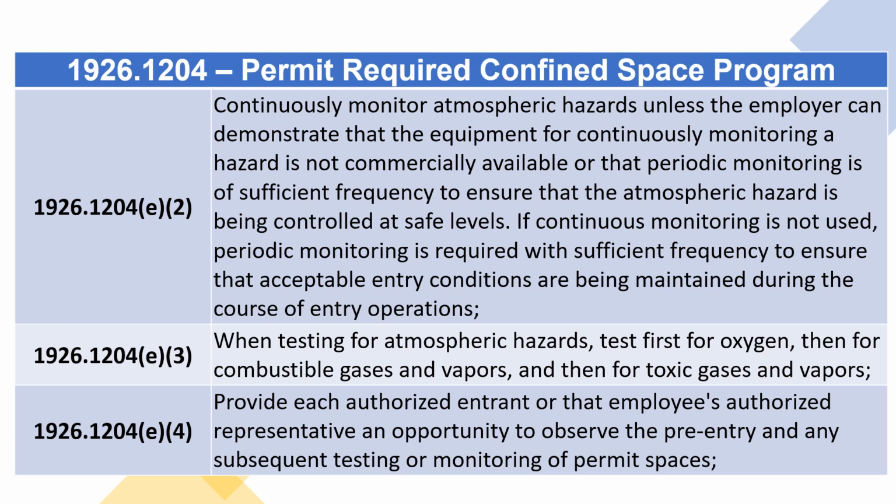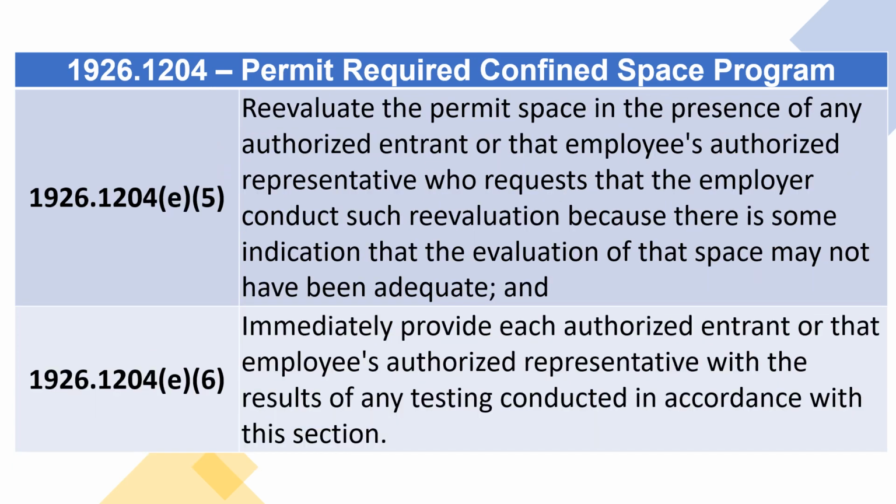When testing for atmospheric hazards, test first for oxygen, then for combustible gases and vapors, and then for toxic gases and vapors. Provide each authorized entrant or that employee's authorized representative an opportunity to observe the pre-entry and any subsequent testing or monitoring of permit spaces. Re-evaluate the permit space in the presence of any authorized entrant or that employee's authorized representative who requests that the employer conduct such re-evaluation because there is some indication that the evaluation of that space may not have been adequate, and immediately provide each authorized entrant or that employee's authorized representative with the results of any testing conducted in accordance with this section.